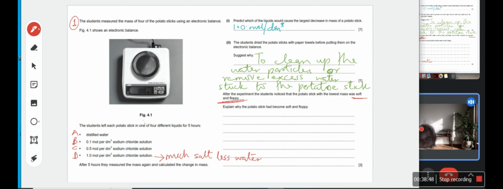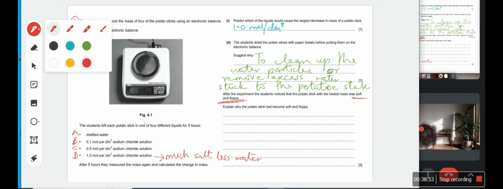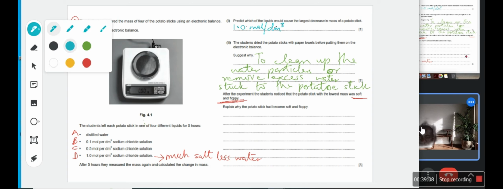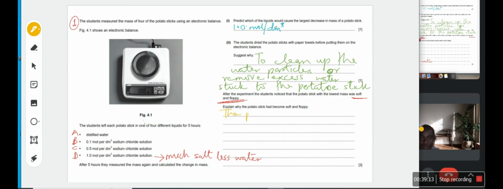Yeah. It lost water. Yeah, because the potato stick with the lowest mass has less... The solution had less water. Yes, so the potato chip has lost a lot of water. Yeah. That's a 3 marks question. So you need to talk about it referring to osmosis. So the water molecule concentration went from an area of higher concentration to an area of lower concentration, so inside the potato to make it swell up. All right. So the potato didn't swell up, but it became soft and floppy.